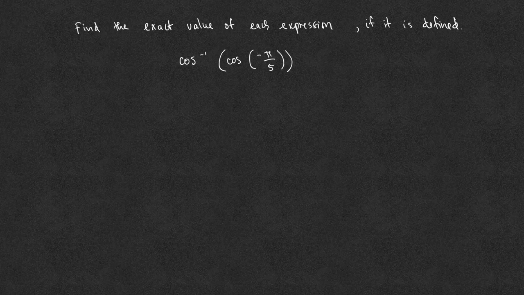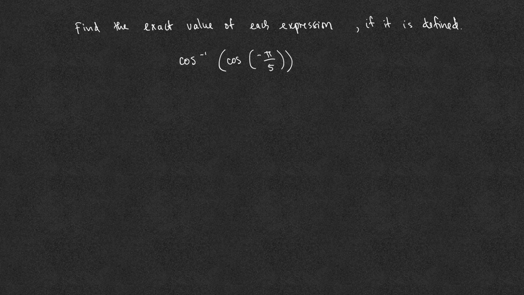Find the exact value of the expression cosine inverse of cosine of negative pi over 5. Since the denominator is 5, this is not a nice number on the unit circle. However, we will be able to find the exact value of this composite function.